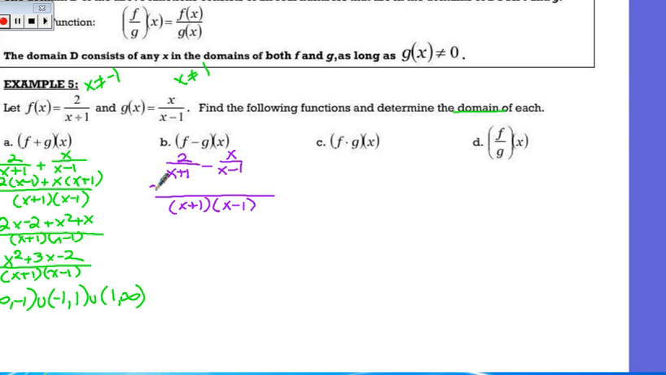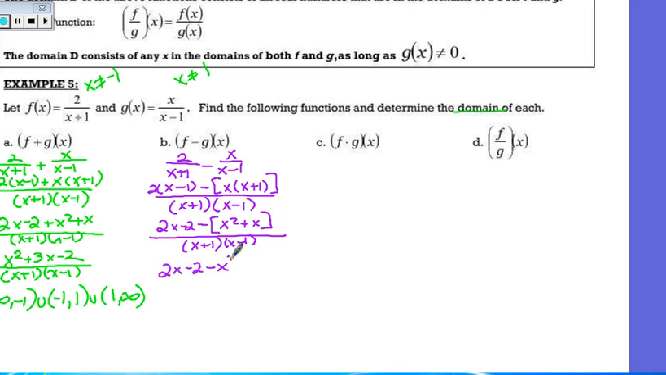Again, this one's missing the x minus 1. Again, like I said before, once you're subtracting, put up that big bracket to remind yourself that it has to be distributed. This is going to be x, and we're missing the x plus 1. Distributing here, 2x minus 2. Still leaving up that bracket, x squared plus x. Denominator does not change. Let's do the final distribution. Get minus x squared minus x, still all over x plus 1, x minus 1.